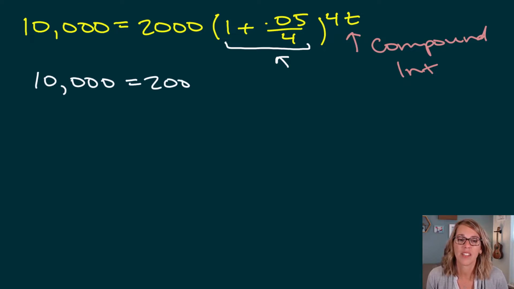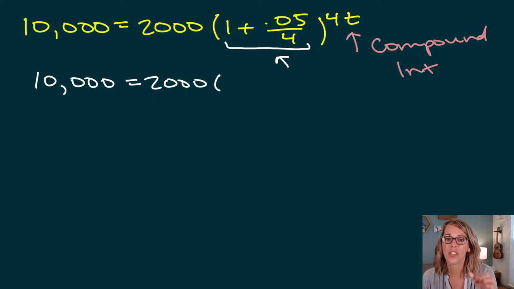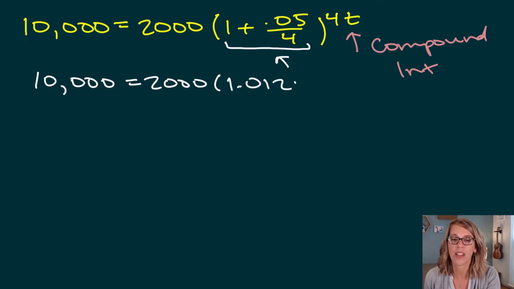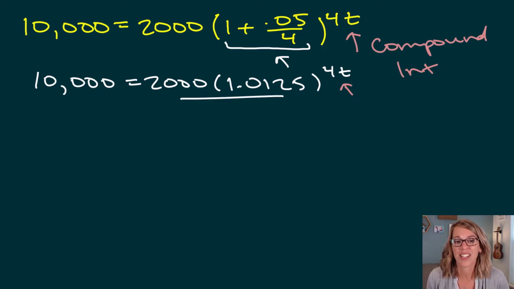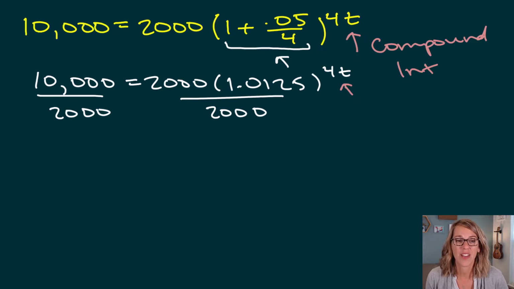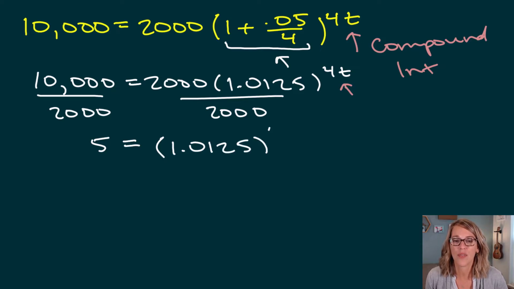Let's see, I'm going to leave the 2000 here, and 1 plus 0.05 divided by 4 is 1.0125. Okay, so I've got that simplified. The next thing that I want to do, again, I'm isolating where my exponent is, where my t is. So let's go ahead and divide both sides by 2000. I want to get that exponential all by itself. 10,000 divided by 2,000 is 5, so I get 5 is equal to 1.0125, all to the 4t.